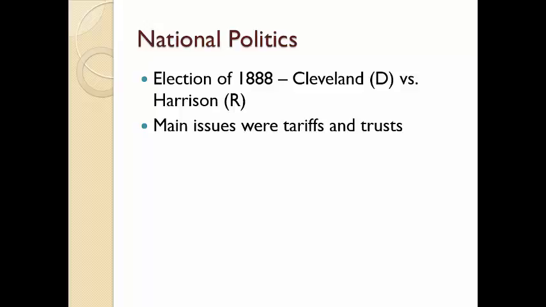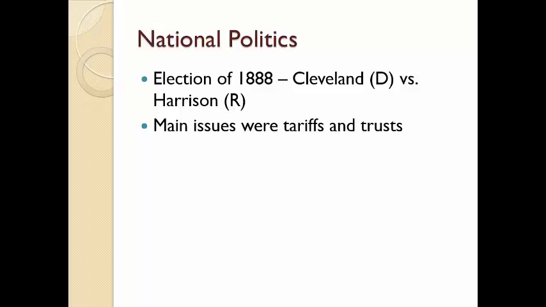Tariffs and trusts. As it so happens, Benjamin Harrison is going to win, although he does not win the popular vote. And this happens every so often in the United States. It's possible to be elected president by winning the Electoral College and yet not have the most people vote for you. This is what happened in the year 2000, right? Al Gore actually got the most votes, but he did not win the Electoral College, and so George W. Bush became president. Anyway, Benjamin Harrison wins the election of 1888.